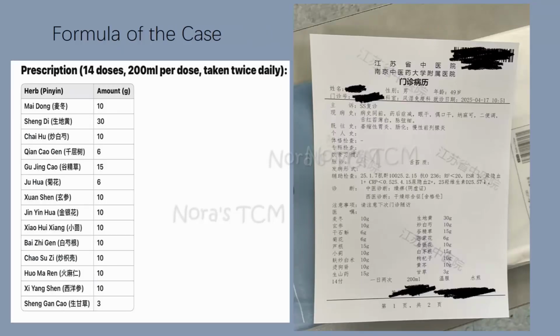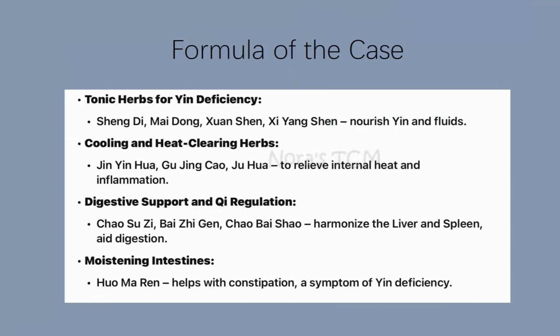Let's take a look at the formula of the case. Most herbs nourish yin, and some are especially for the eyes and mouth, and also strengthen the spleen, promote qi moving, and tonify qi. So the formula includes 20 herbs for yin deficiency, cooling blood and clearing heat, promoting digestion, and moistening the large intestine. Maybe the patient had some accompanying symptoms. It's not recorded in the paper we can see. Some accompanying symptoms will be treated by moistening the large intestine. So this is the whole formula.